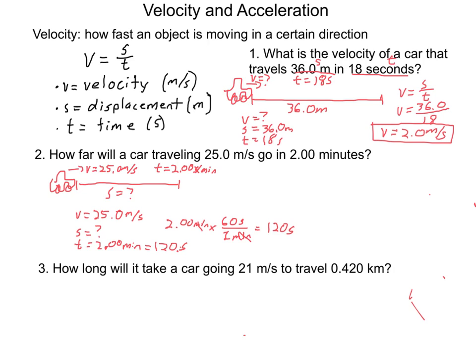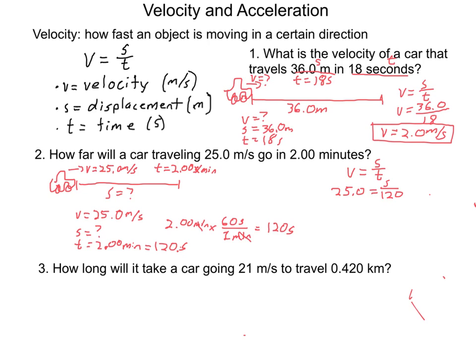Now I'm going to rewrite my equation and substitute in. And now all I need to do is solve the algebra. Notice the S over here in the numerator, the thing that I'm looking for. I plugged my V in for V, and my T, 120 seconds, came in for T. S is my unknown. It's what I'm looking for. I should have emphasized this a little bit more.